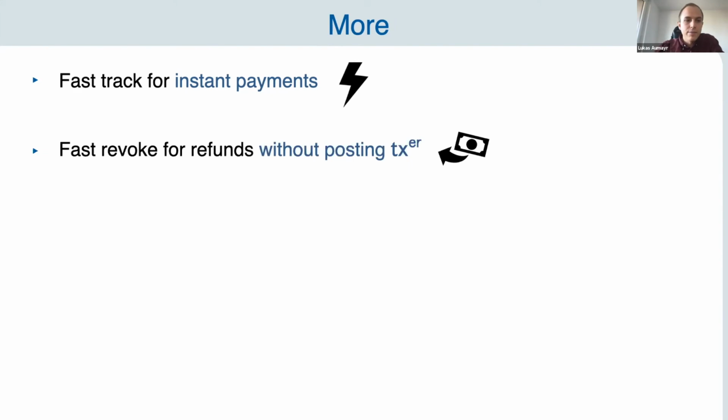The second thing is a fast revoke, which allows the users on the path to refund themselves or to revoke the payment without requiring to post the transaction TXER, or without actually requiring to post any transaction on chain. And this is actually important, for instance, if you set up a payment and there is not enough balance for this payment, or a user is offline, and the users simply want to revert the payment.